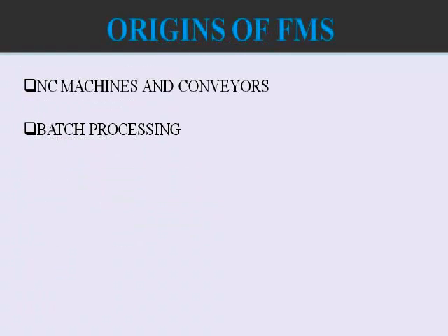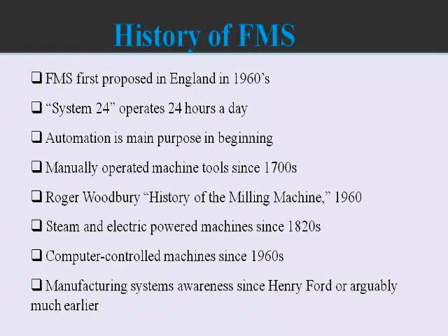The origin of FMS, if you consider, is because of numerical control machines and automated conveyor systems, which maybe resulted in today's FMS, because NC or CNC machines are important components. The transfer of work parts between the machines is by automatic conveyor. And because FMS is a mid-volume production system, we can consider it a batch processing system. Let us discuss the brief history of flexible manufacturing systems.